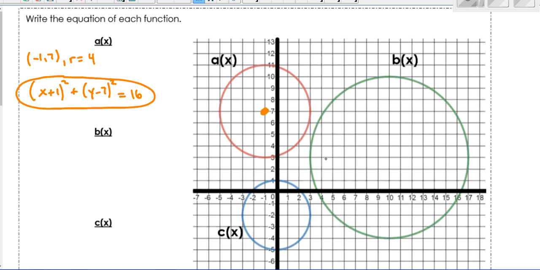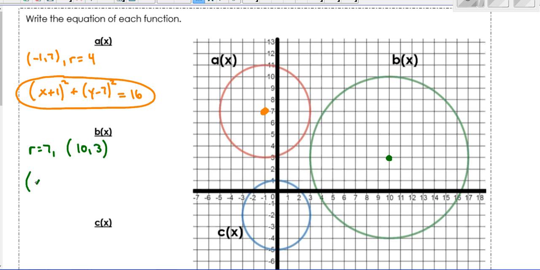Okay, so assuming we're checking your answers, I'm going to guess that this is the center, but I'm going to check. From 10 to 17 is 7, from 10 backwards to 3 is 7, from 3 up to 10 is 7, and from 3 down to negative 4 is 7 as well. So my radius is 7 and my center is at 10, 3.